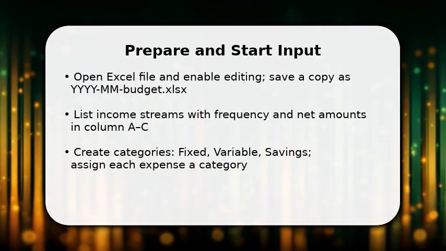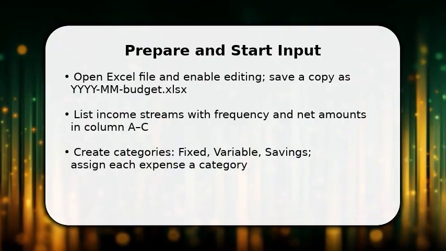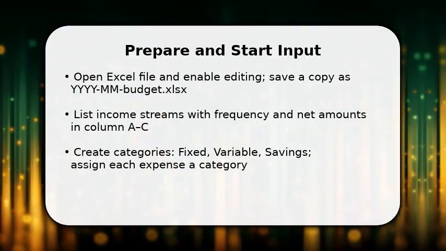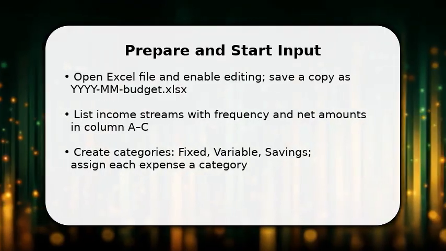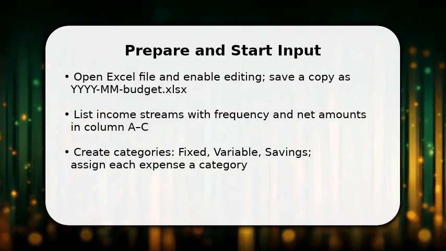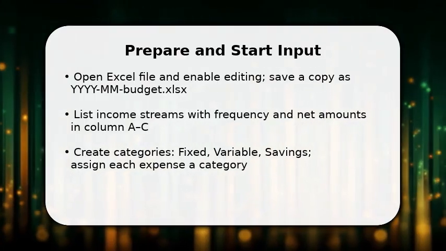You begin by opening the money management workbook and saving a dated copy. Enter each income source, how often it arrives, and the net amount so totals are accurate. Once done, list expense categories, fixed, variable, savings, and assign items to them. This first pass gives you structure and prevents double counting.